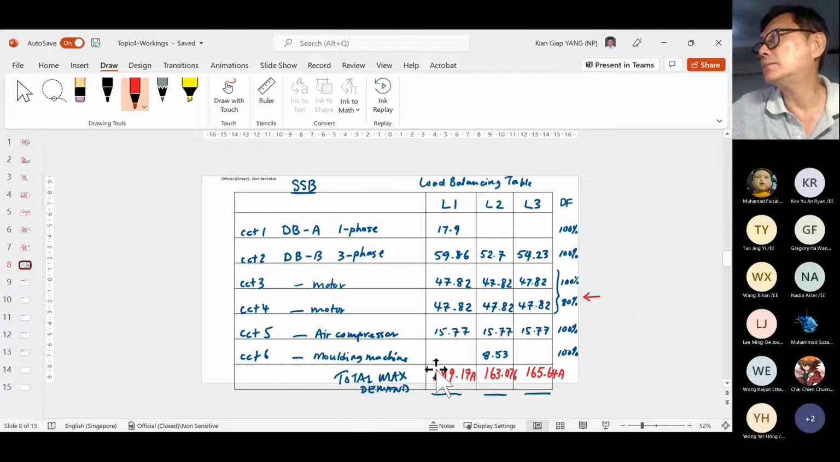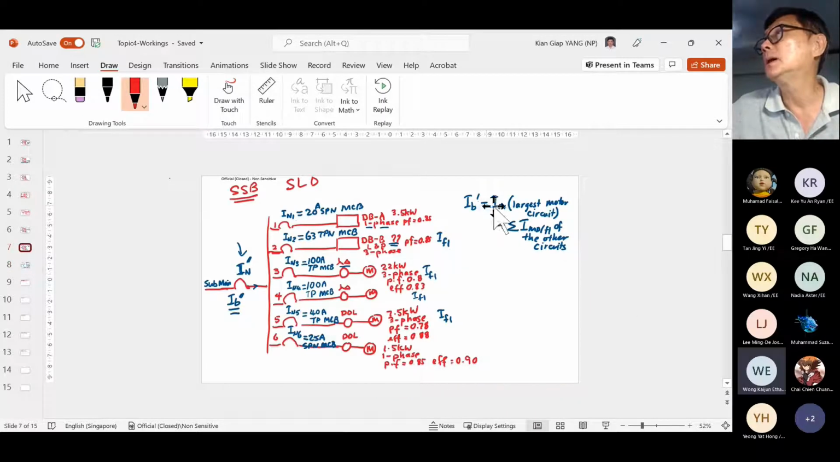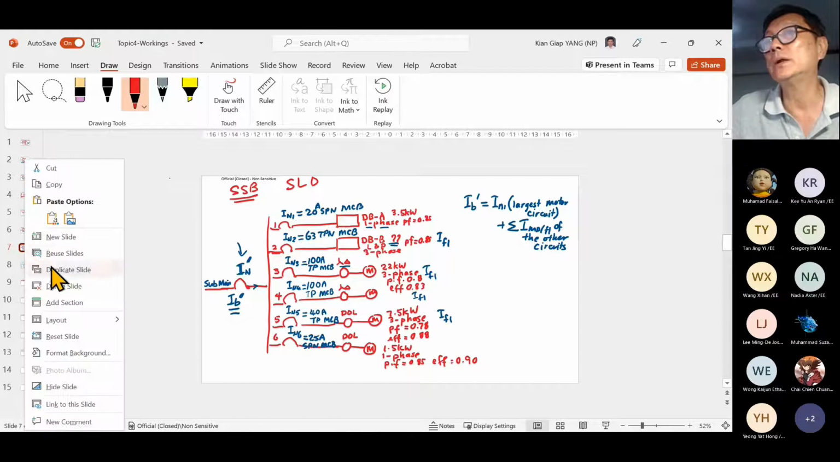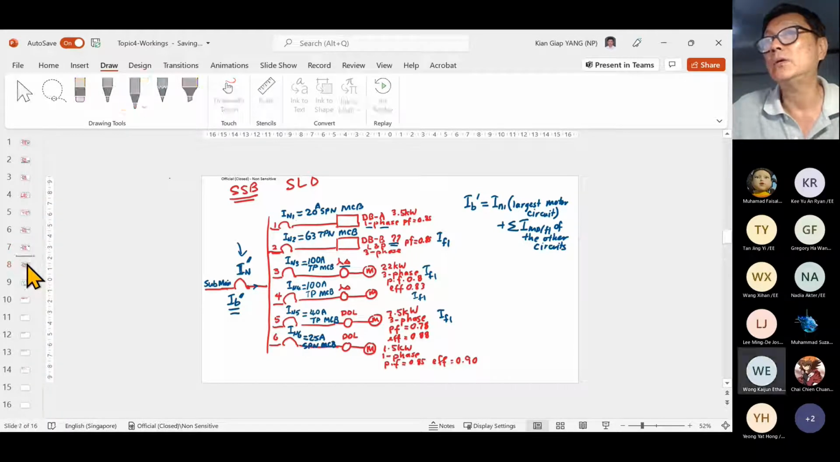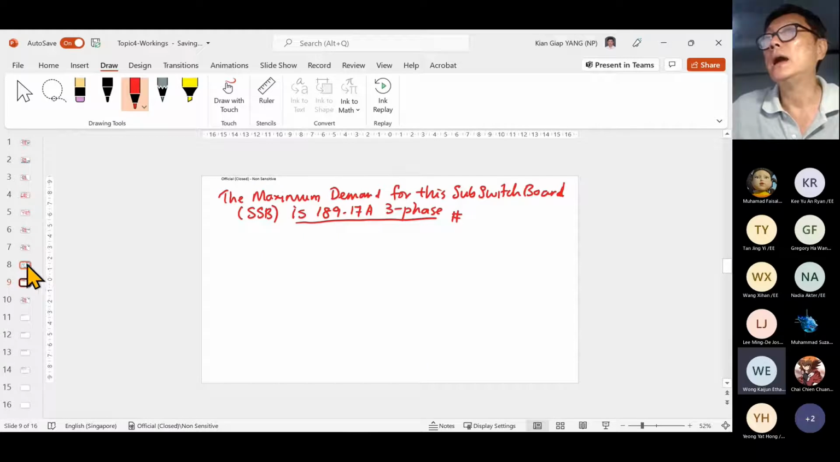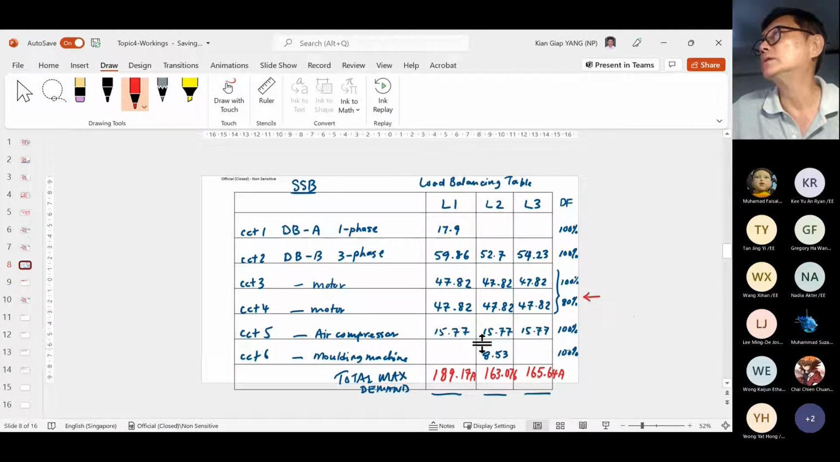Okay, so I add up this way. Now notice that because I am declaring the L1 as the main phase, then now when I come to do this calculation, I only look at the L1 phase. I repeat, I only look at the L1 phase. So I'm going to copy this and bring it down to the other side. Now I do my load balancing already. I want to calculate IB using this formula. But I know that I'm zooming in on L1 phase only. So the other phase, I don't care.